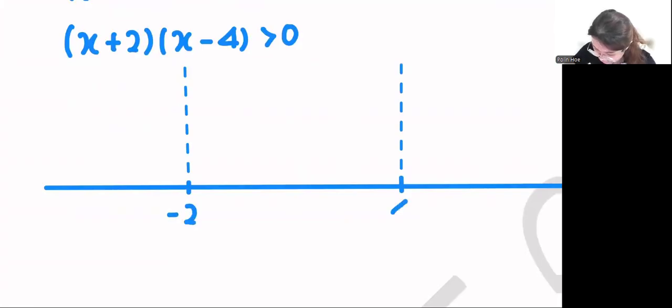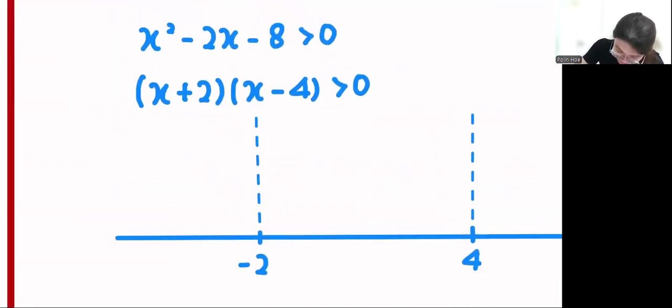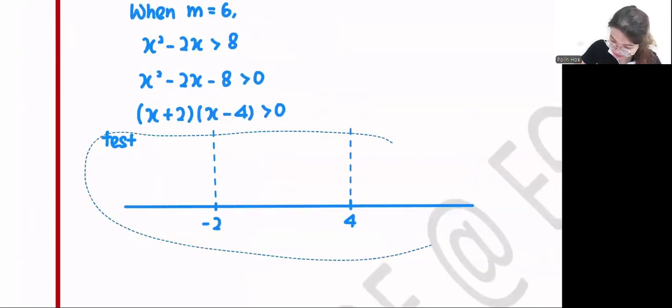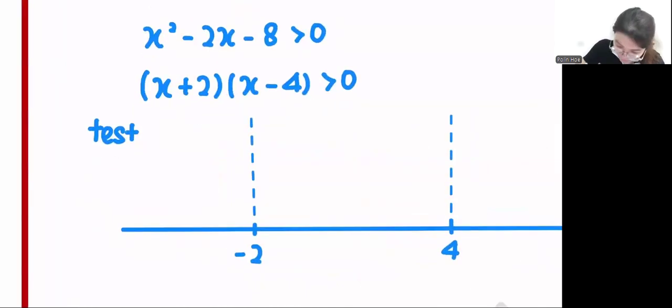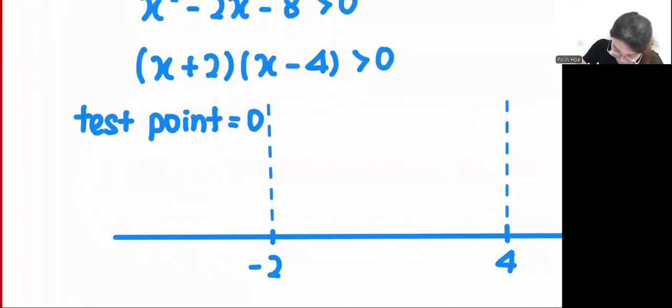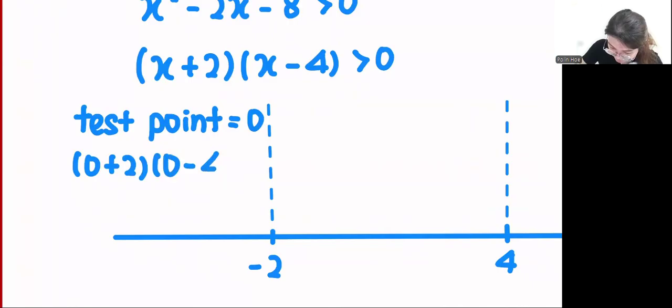Negative 2 and 4. Here, my test point, I'm going to use 0. Let me move it down a bit. Wait, too fast. And then you substitute this value inside. I have 0 plus 2, 0 minus 4. What do you get? A positive number or a negative number? Use your calculator to work it out. You get a positive number or a negative number.